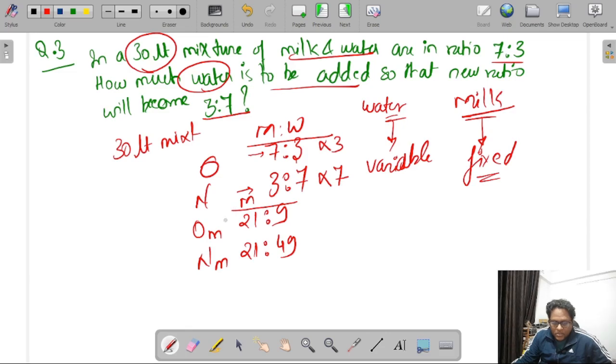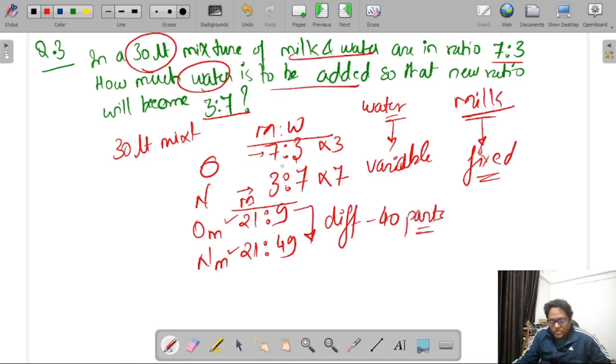So here we see that the milk is fixed, like there are 21 parts for the milk in the original modified, and there are 21 parts for the milk in the new modified ratio. The only variable is water, which is going from 9 to 49. The difference is 40 parts.